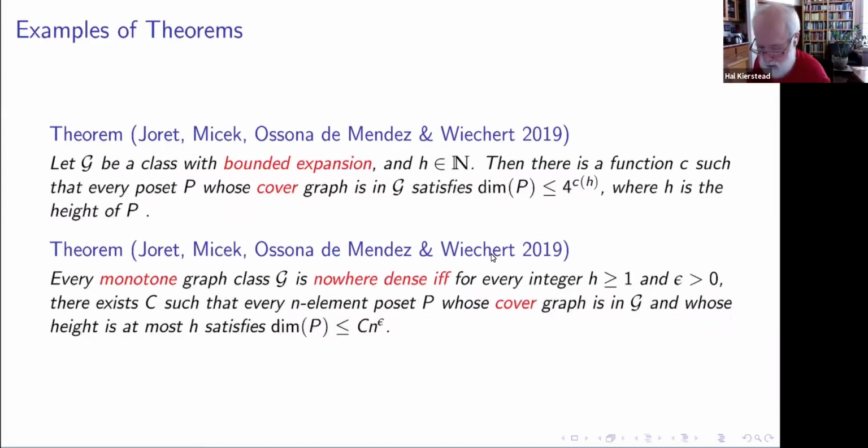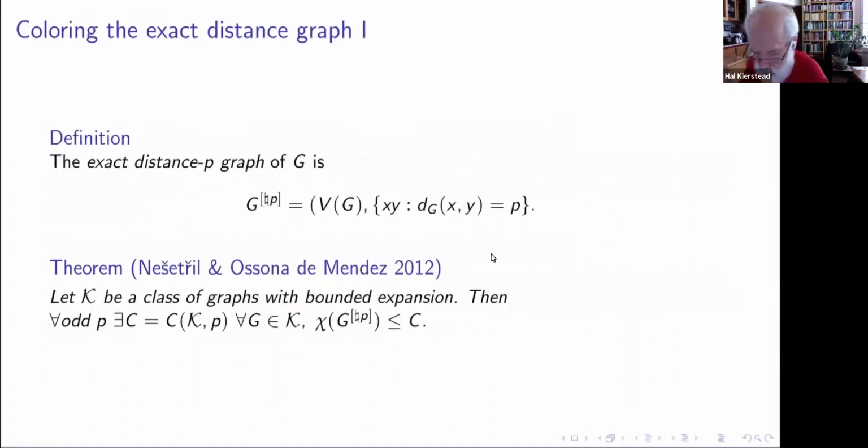Okay, so this is not just a result that's true for nowhere dense classes. It actually defines nowhere dense classes. So if you look at a monotone class of graphs, then it's nowhere dense if and only if this complicated statement about posets is true. So somehow the notion that Nešetřil and Ossona de Mendez came up with is very broad. Let me give one more example before I go on.